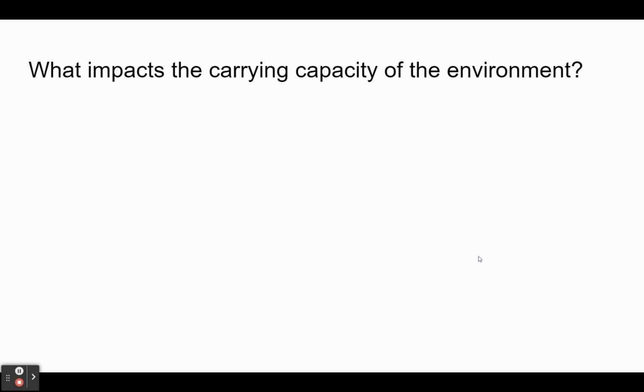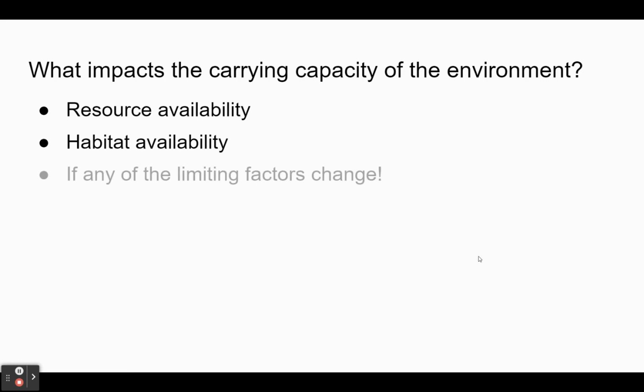All right, final section. What impacts the carrying capacity of an environment? Well, a bunch of things do. Resource availability is one, habitat availability is another. If any of our limiting factors change, think back to the list that you wrote down earlier. Predators, for example, was a limiting factor. What if all the predators are wiped out by a disease? Well, now our carrying capacity is a lot higher because you can support more individuals now that there's fewer predators.